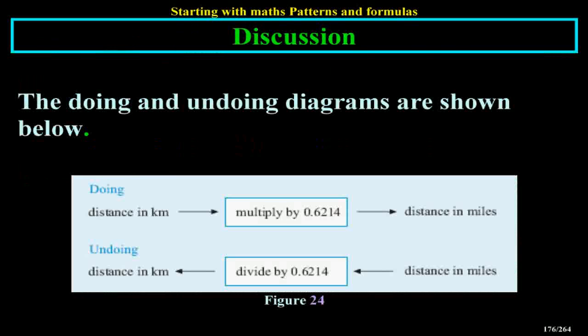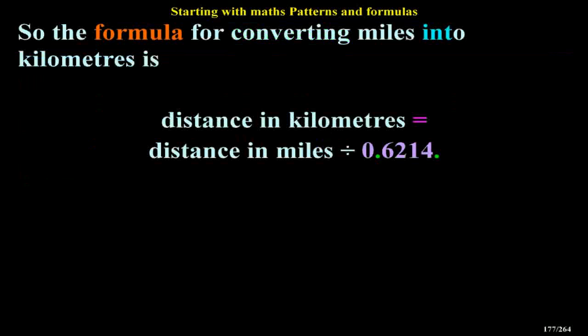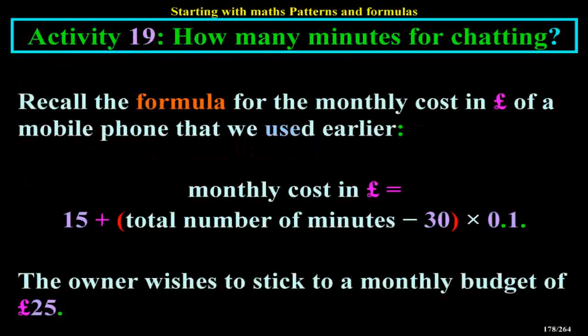Figure 24. So the formula for converting miles into kilometers is distance in kilometers equals distance in miles times 0.6214. Activity 19. How many minutes for chatting? Recall the formula for the monthly cost of a mobile phone that we used earlier. Monthly cost equals 15 plus total number of minutes divided by 30.